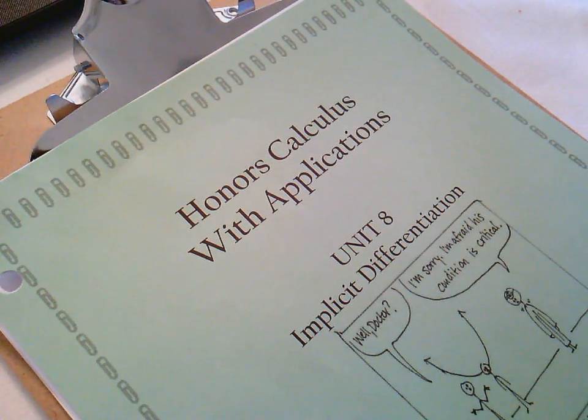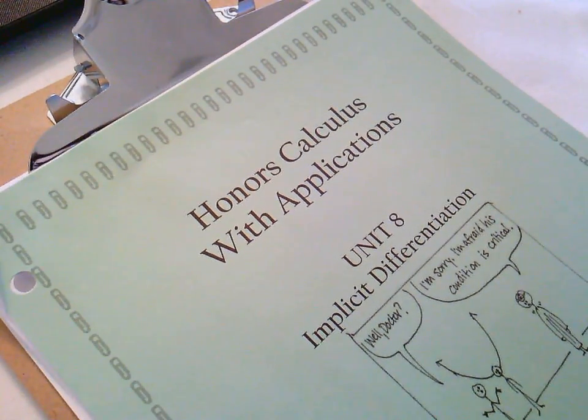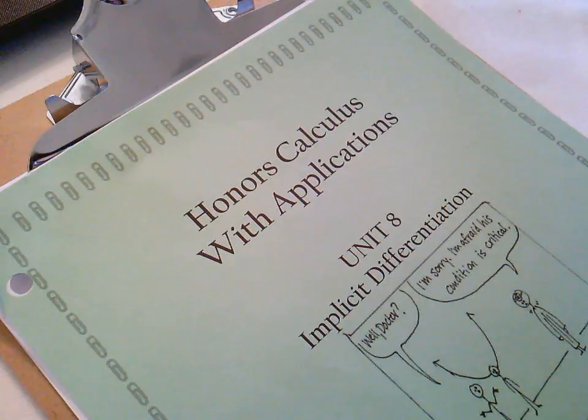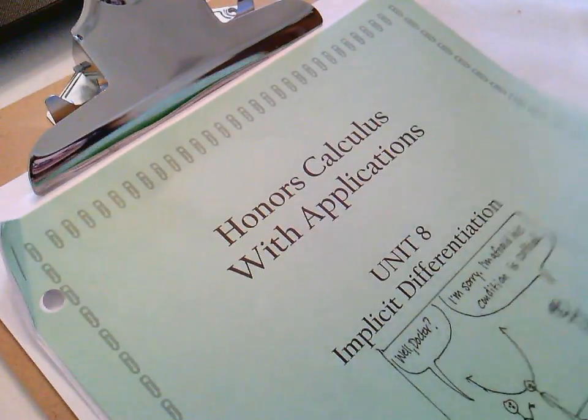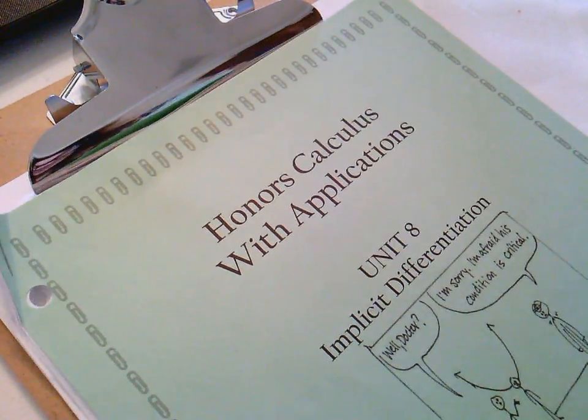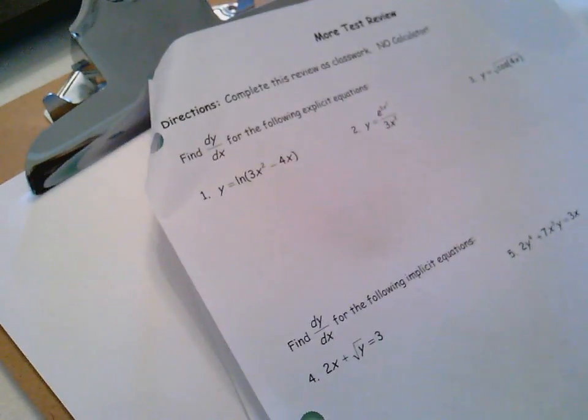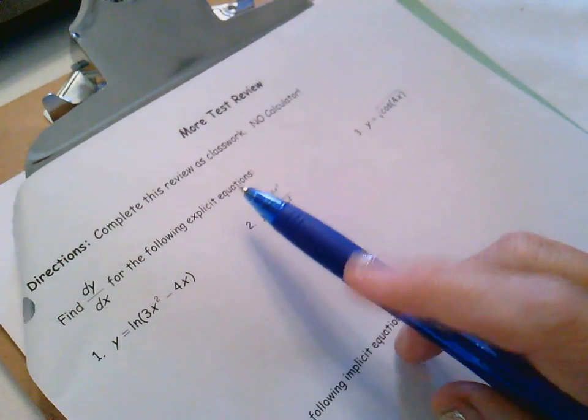Hi, today I'm going to review the Honors Calculus with Applications Unit 8 Implicit Differentiation, page 17, or 16 and 17. I'm going to start with page 16. And we're going to begin with the very first section.